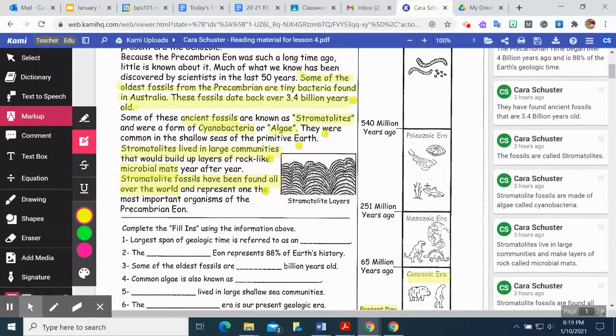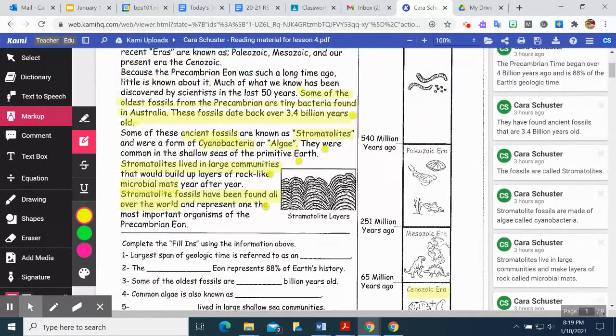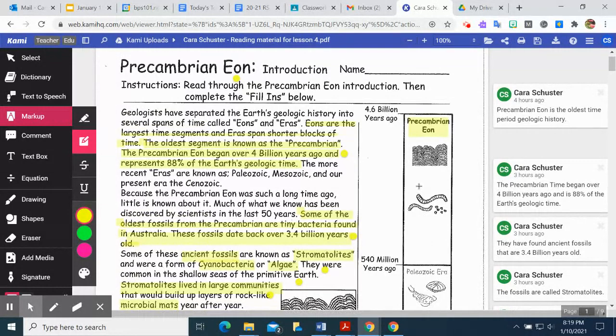Then we have the eras down here. Those are shorter periods of time. So this is the longest period of time. So between 500 million years ago and 4.6 billion years ago, that is a very long time.